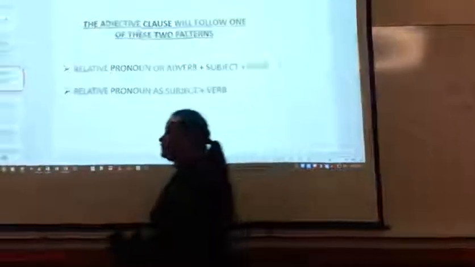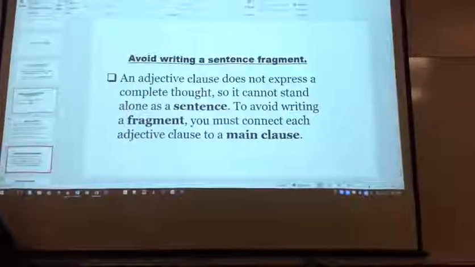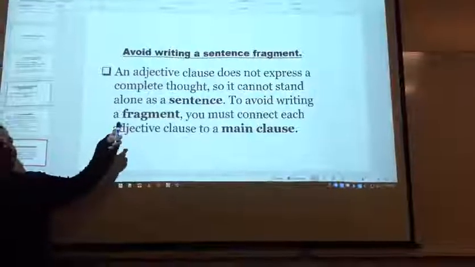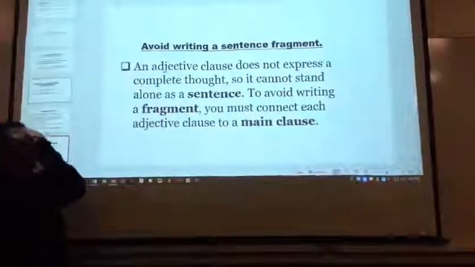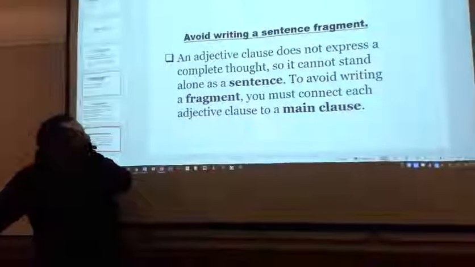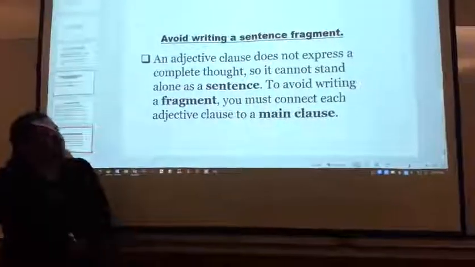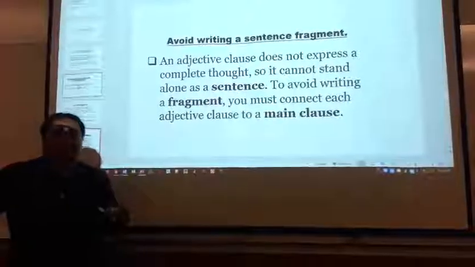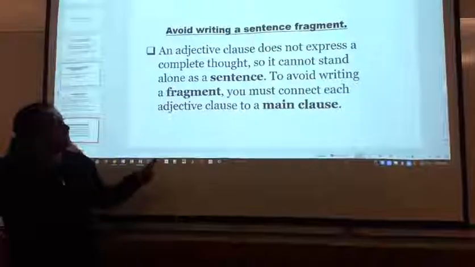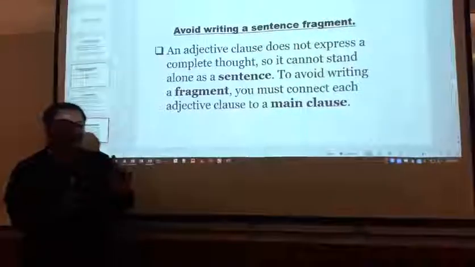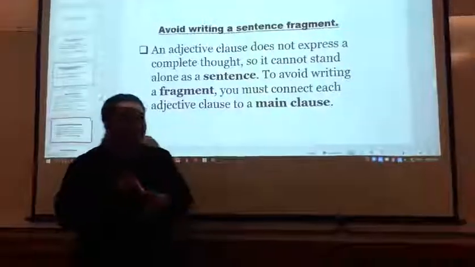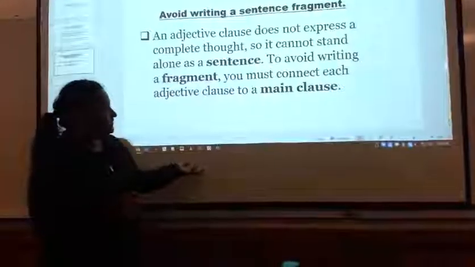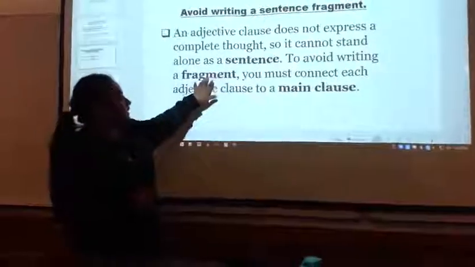Also, you have to really understand that the adjective clause cannot stand by itself. It cannot stand alone as a sentence. So you cannot make your own sentence in your writing starting from the adjective clause, because that will form a fragment.